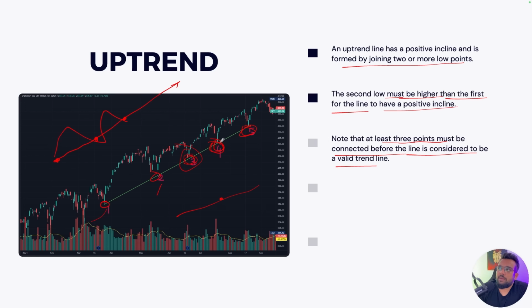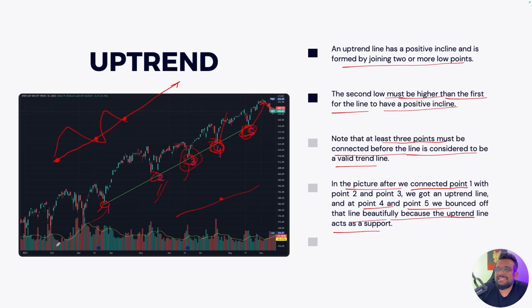Now in the picture right here, we connected point one and point two and then point three, and we got an uptrend line, and at point four and point five we bounced off that trend line beautifully, because the uptrend line acts as literally your floor or support. Now a break below the uptrend line shows that the demand has reduced and a change in trend can be expected. Think about this.